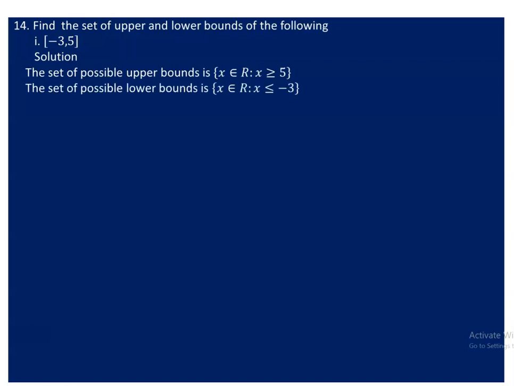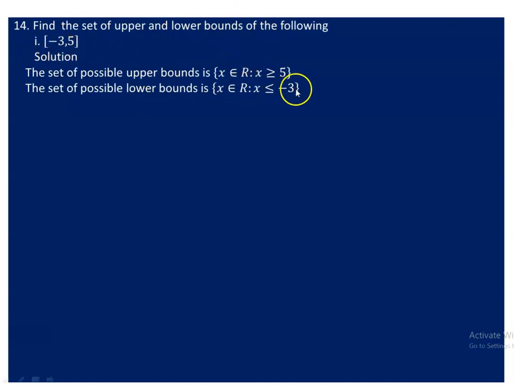The set of possible lower bounds is the set containing any real number less than or equal to -3. Because if you take a number within this set, this number is going to be the least of all the values within this interval. For example, you may take -5. Everyone agrees that -5 is within this set because -5 is less than or equal to -3. So clearly -5 is less than or equal to every element within this interval.